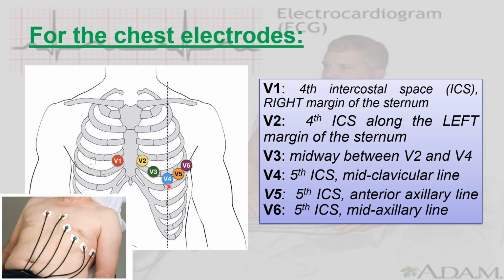V4 is in the mid-clavicular line, V5 in the anterior axillary line, and V6 in the mid-axillary line. So we have 4th space to the right, 4th space to the left, 5th space mid-clavicular, 5th space anterior axillary, 5th space mid-axillary, and V3 is between V2 and V4. This is very important to know.